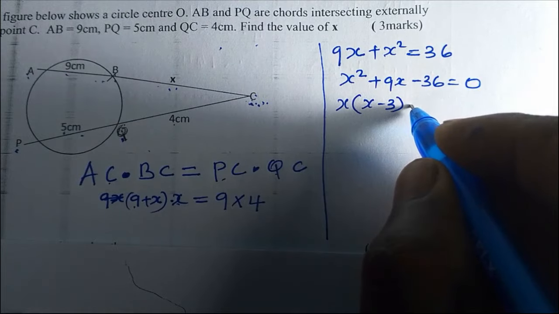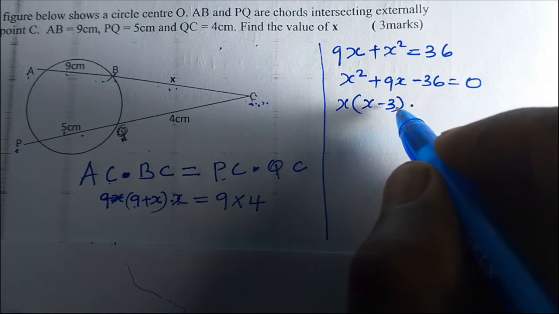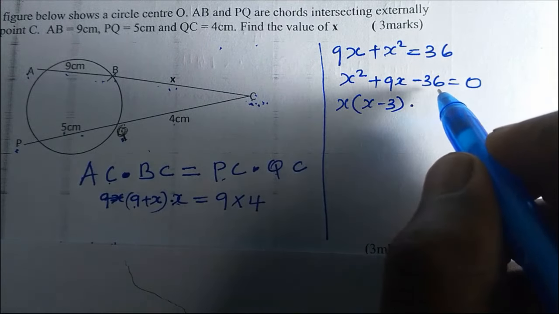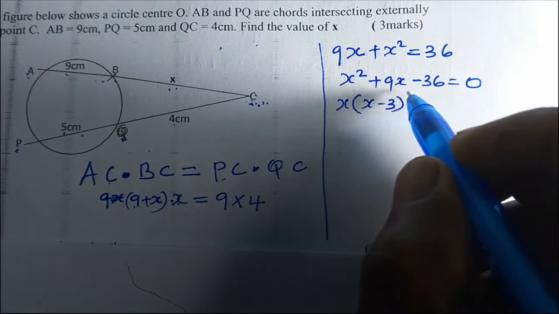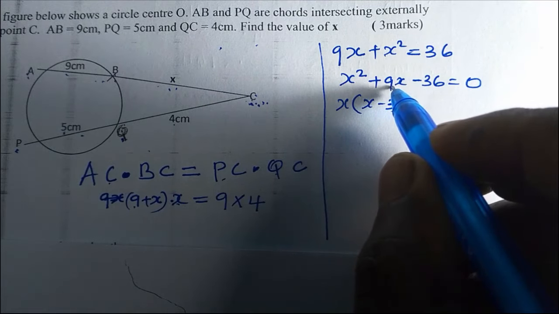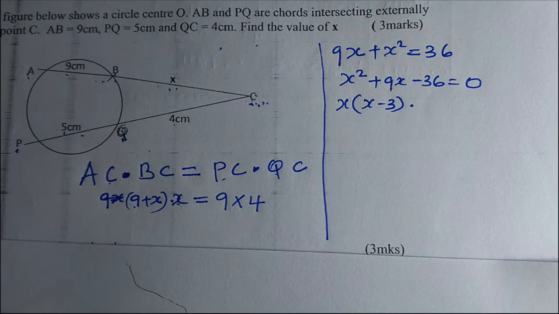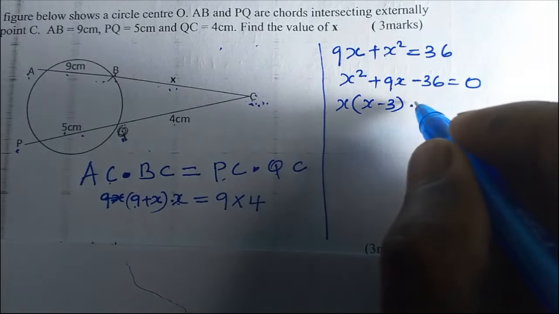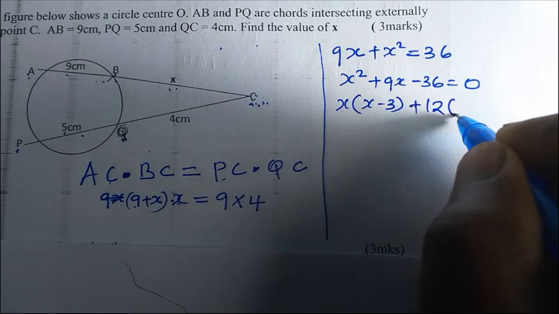So look for two numbers. When you multiply, you get negative 36. When you add, you get 9. You can use that, the factor method. I'm going to use the factor method. You can use any that you like.